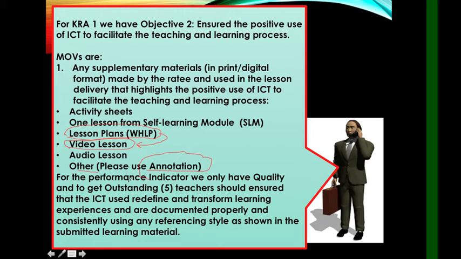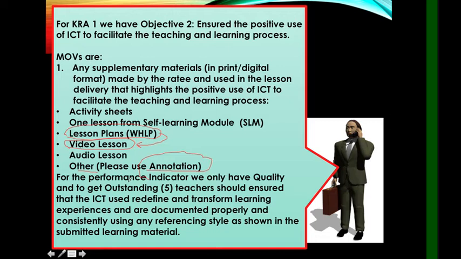So for the performance indicator, we only have quality, and to get the outstanding, so again, we only have quality here. There's no efficiency and timeliness. For as long as you can finish it for this school year 2020 to 2021, then that's it. You can use it as your evidence for objective number 2.